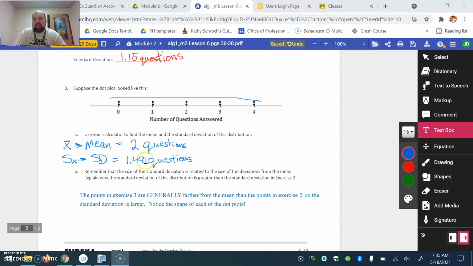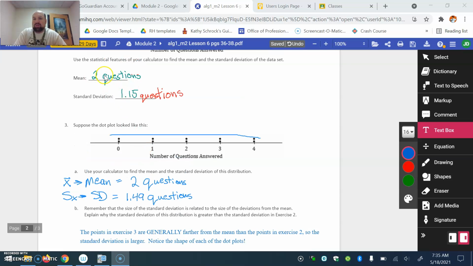All right, and we're back. So here's what I got for a mean. I actually have the same mean as what was up here, 2. But the standard deviation is different. This is 1.49. Let's get the decimal out of there, and same with the one from up above. This would be 115. This would be 149. Those two numbers are very different, okay? So I want you to keep that in mind.